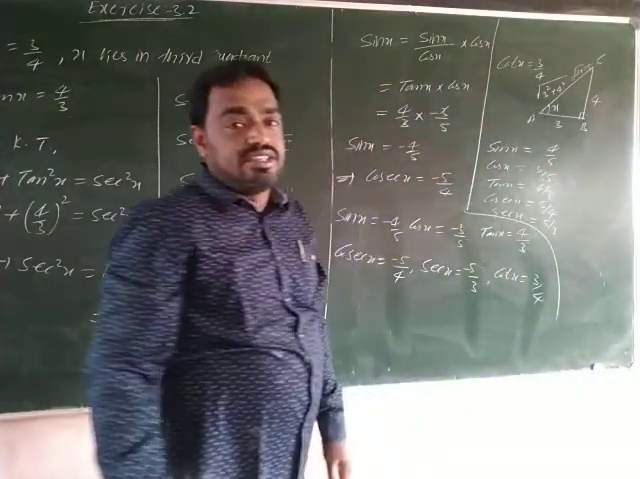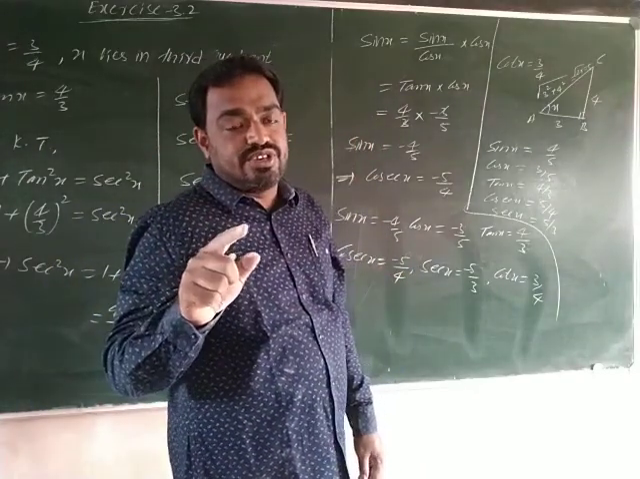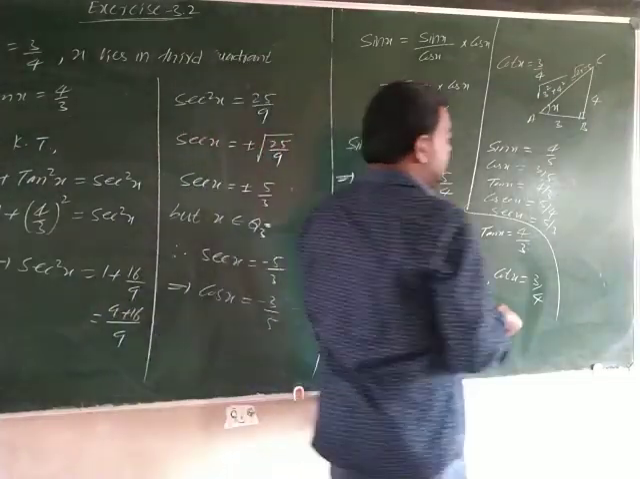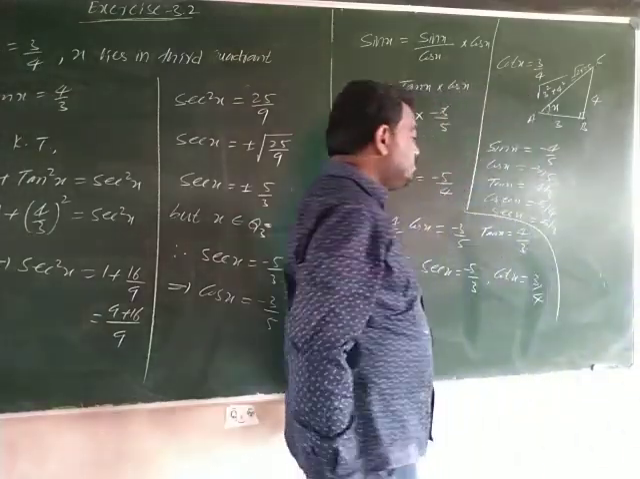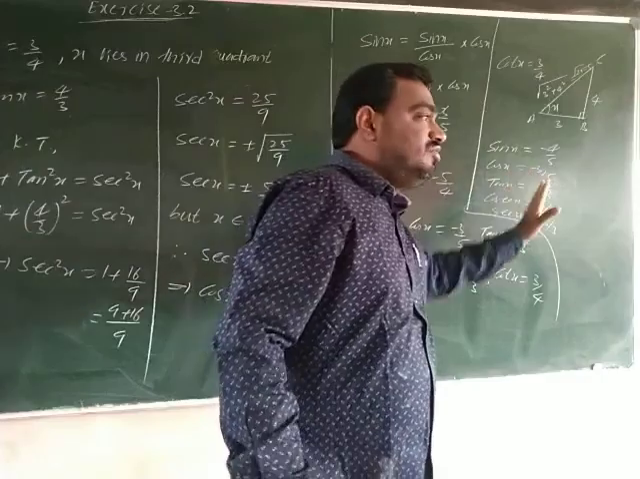Here x lies in which quadrant? X lies in the third quadrant. In the third quadrant, which are positive? Tan and cot are positive. Remaining are negative. Remaining means sin, cos, cosecant, secant are negative. So we can get the same answer. So it is an easy method, you know that.